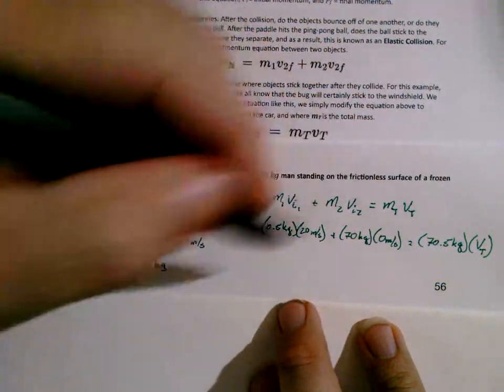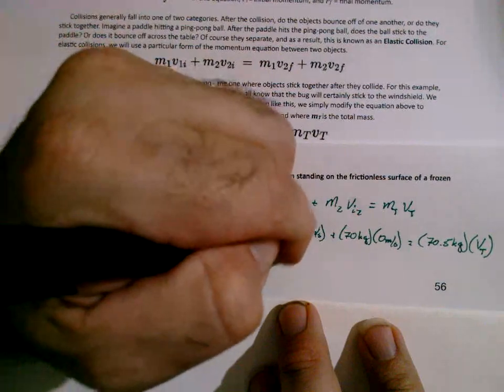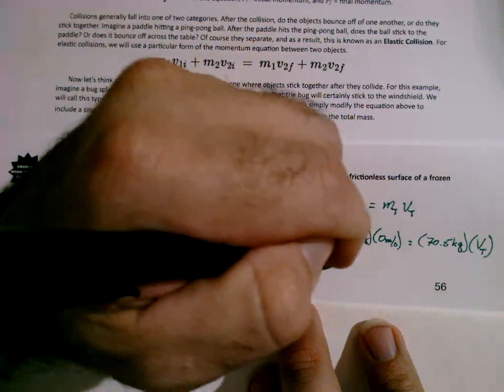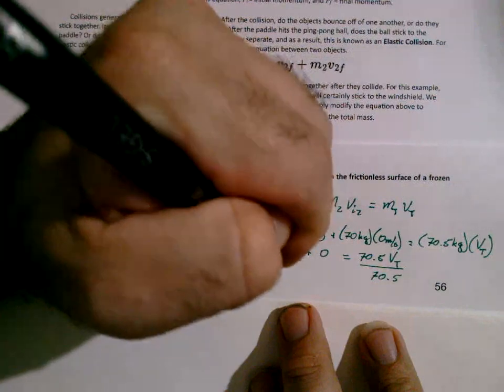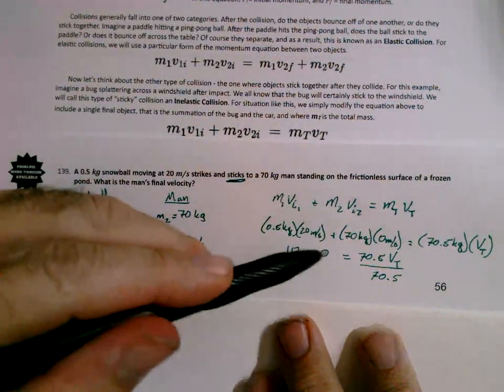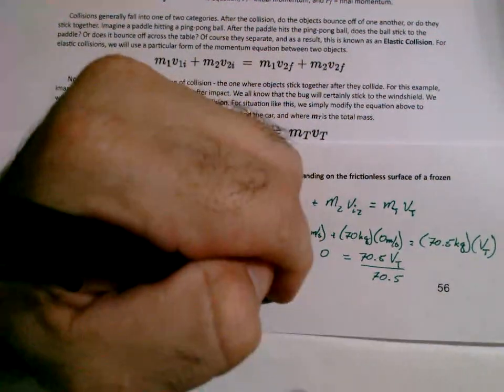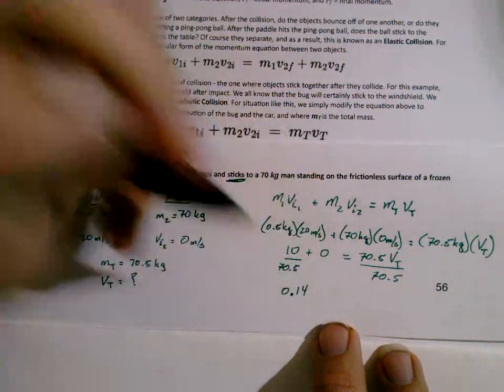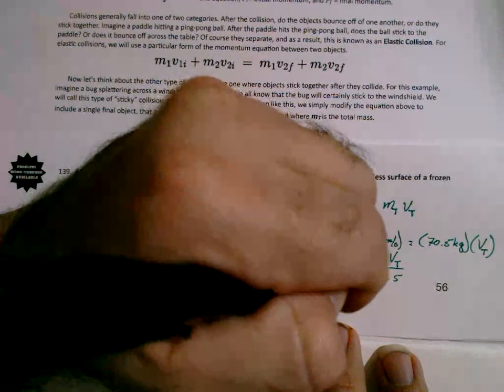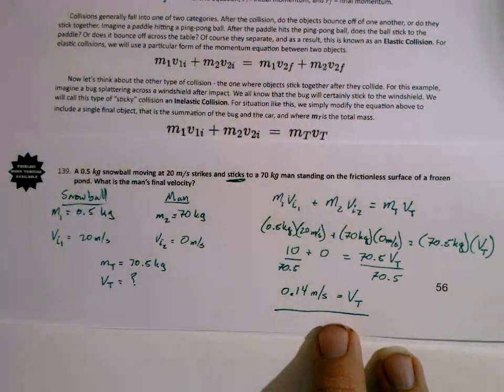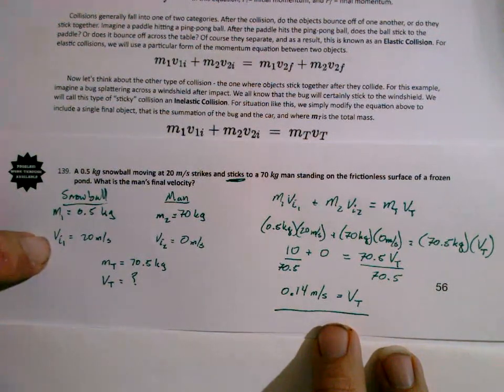So 0.5 times 20 gives us 10. 70 times 0 gives us 0. And then we have 70.5 times VT. So we're going to divide both sides by 70.5. And I can just ignore this 0 because it's not going to change this. So 10 divided by 70.5 gives us 0.14 meters per second is the final velocity of the man on the pond. So he's really not moving that fast, even though the snowball was thrown at a pretty good speed.